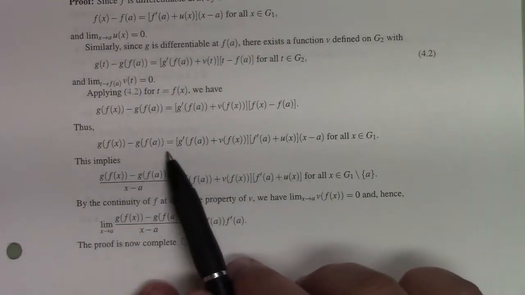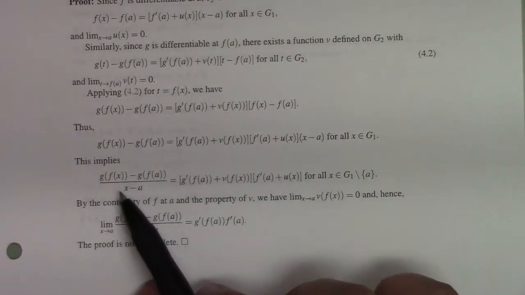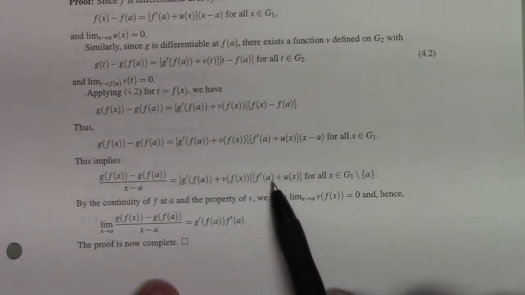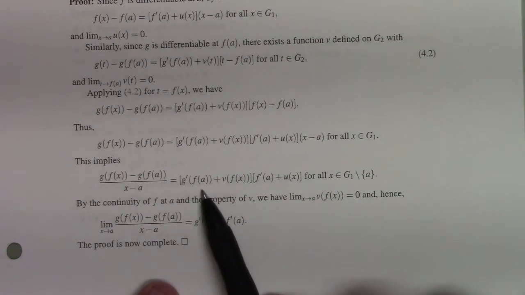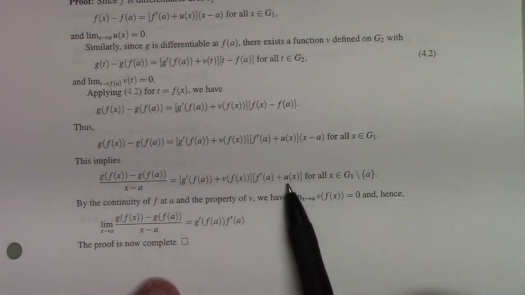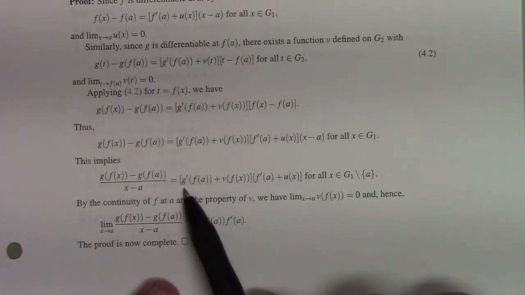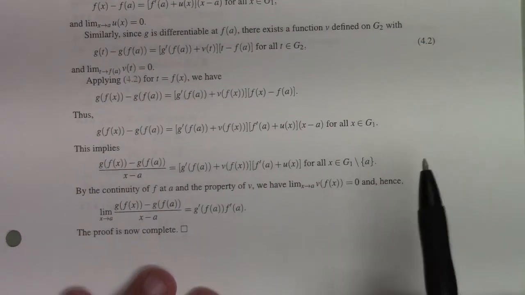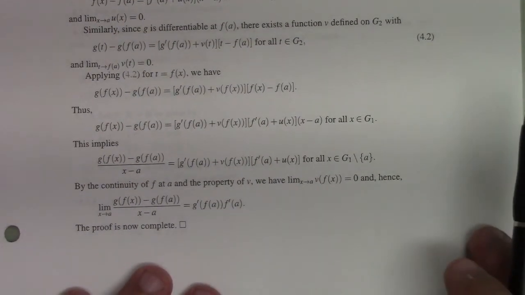and then we've just taken the difference and divided this by x minus a, and you get the difference quotient of the composite. And again, as x goes to a, we get that this piece goes to 0, and that u of x goes to 0, so we're just left with f prime of a times g prime of f of a, which of course is the chain rule.